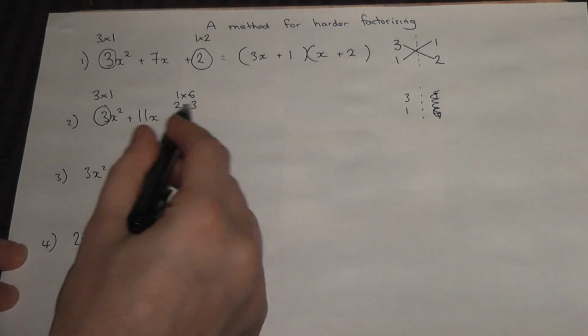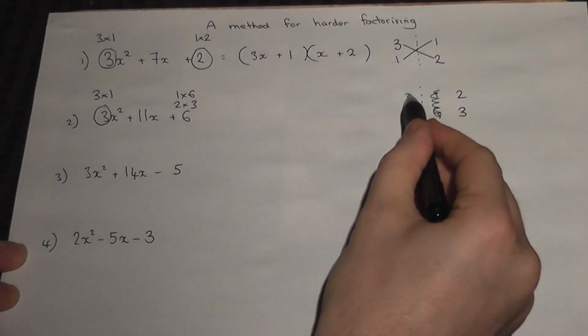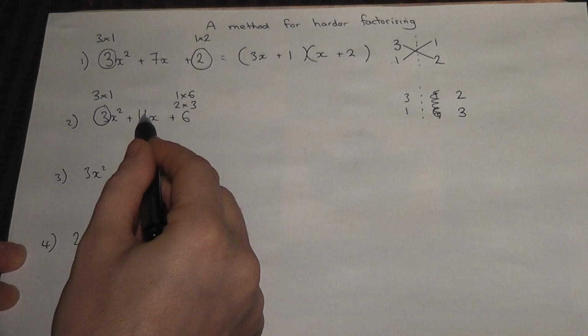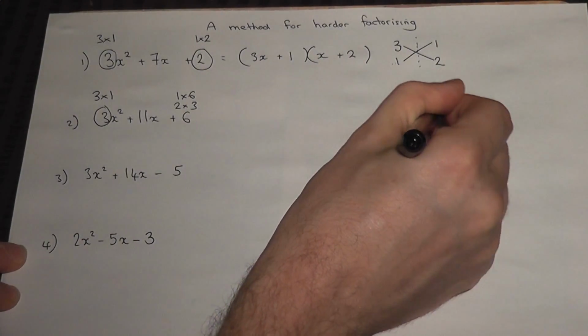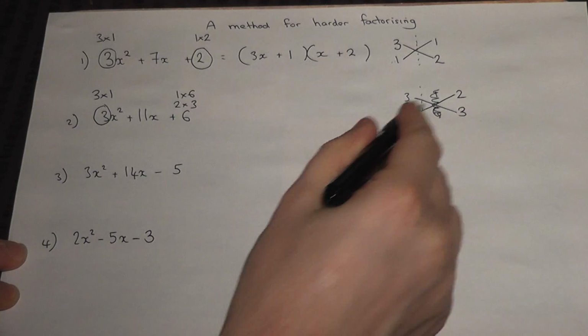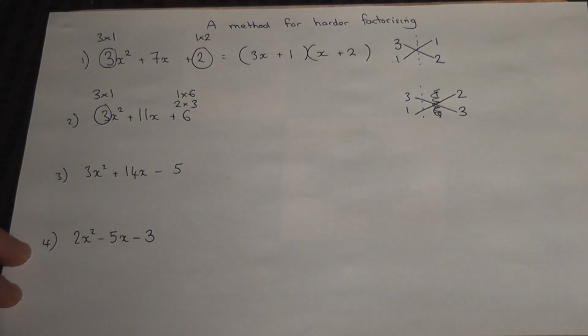But I can then try and do 2 and 3 instead. 3 times 2 is 6, 1 times 3 is 3, 6 plus 3 is 9, no. But 3 times 3 is 9, 1 times 2 is 2, 9 plus 2 is 11. So we've found again the correct configuration.